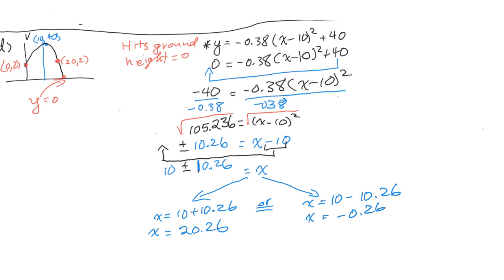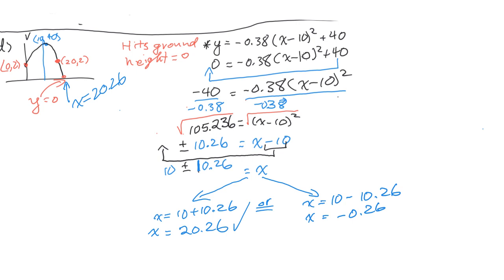Now, when you look at these 2 solutions, the first one is telling me that the point that we're looking at is right here. So when our y value is 0, we have 20.26 being the x value. Now that one is a valid answer. So this one should be our answer.